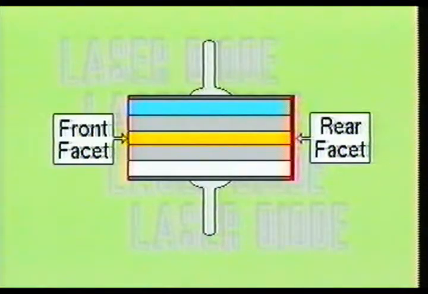The ends of the semiconductor crystal are called facets. The rear facet is coated with a reflective layer, which is designed to reflect 100% of the light back into the active layer of the laser diode. The front facet is highly polished and may or may not have a very thin layer of reflective coating applied.